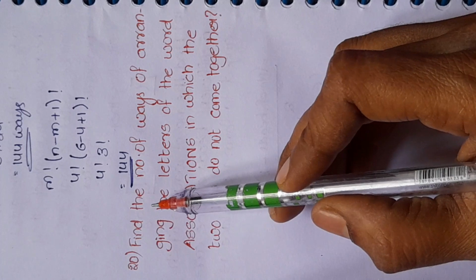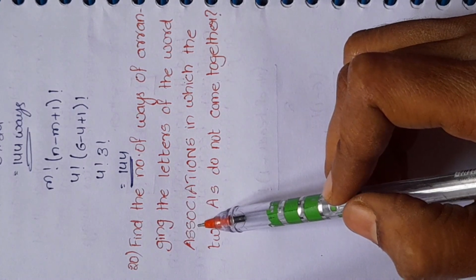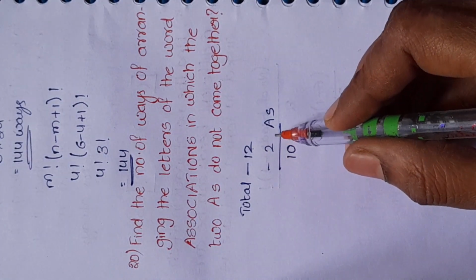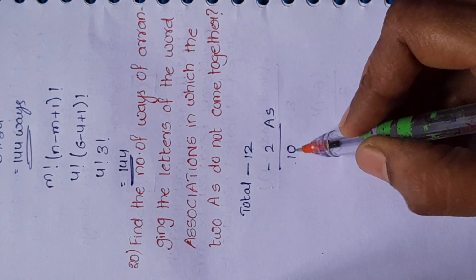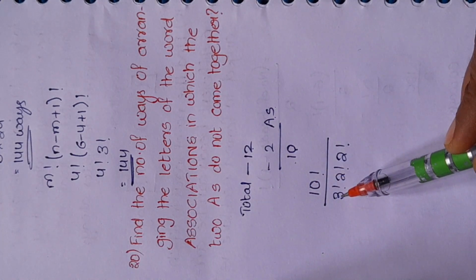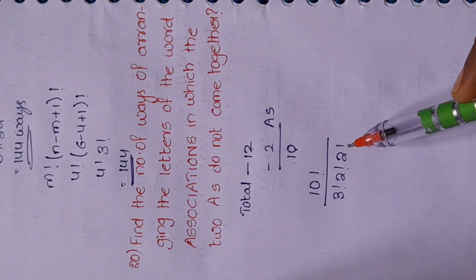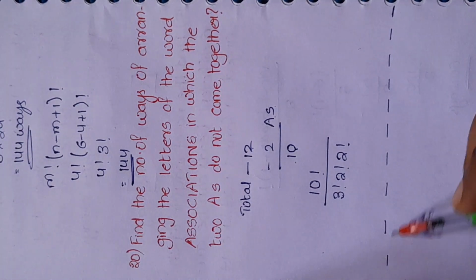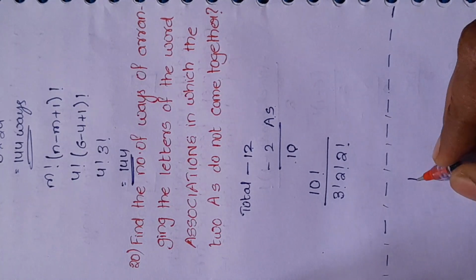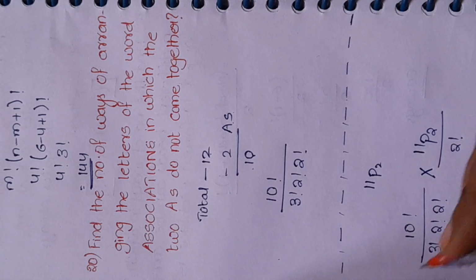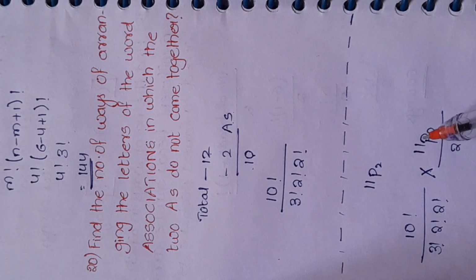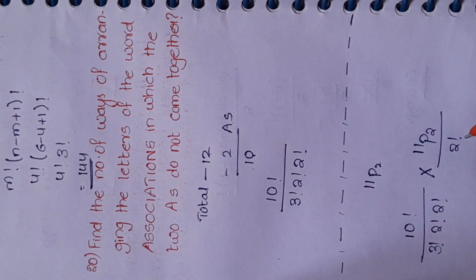Question number 20. Find the number of ways of arranging the letters of the word associations in which 2 A's do not come together. There are total 12 letters. We should not consider A's here. So there are 10 letters. First we should arrange these 10 letters in 10 factorial ways, divided by the repeated 3 S's in 3 factorial ways, 2 O's in 2 factorial ways, and 2 I's in 2 factorial ways. After placing all these 10 letters, there are 11 places, so that we can place the 2 A's in 11 P 2 ways. The required answer is 10 factorial by 3 factorial into 2 factorial into 2 factorial, into 11 P 2 by 2 factorial, because there are 2 A's.